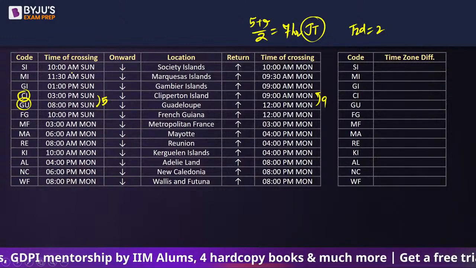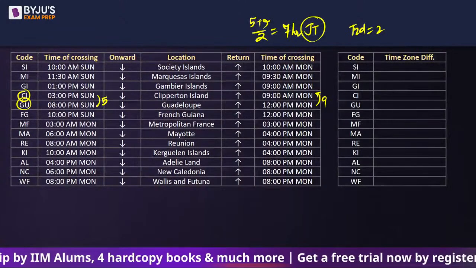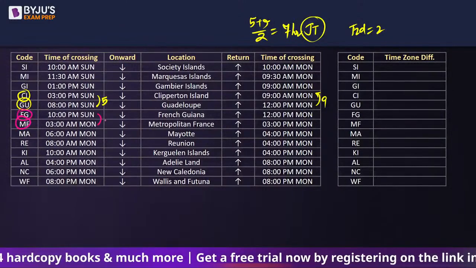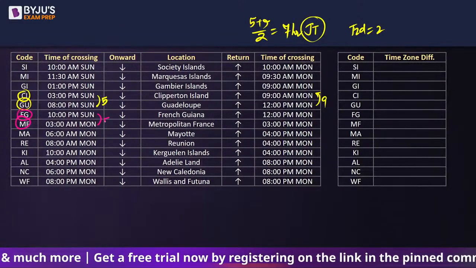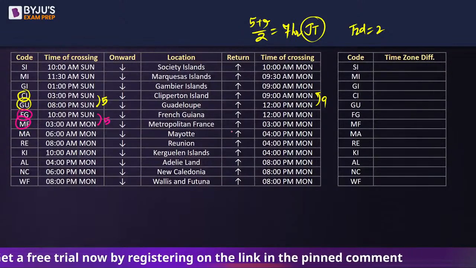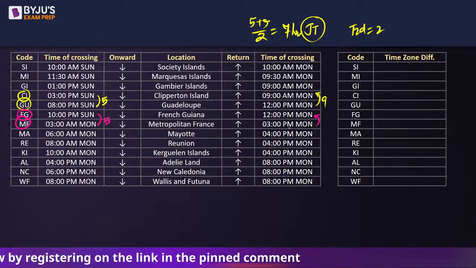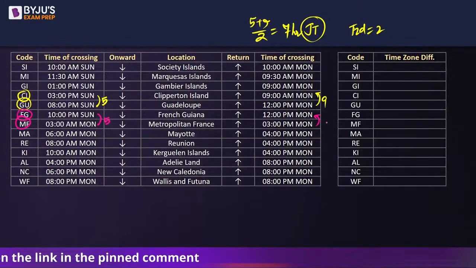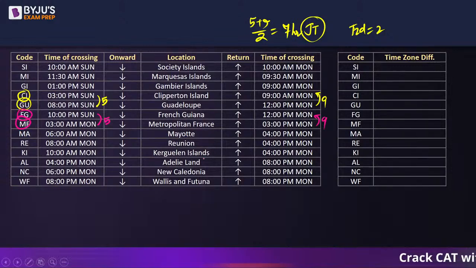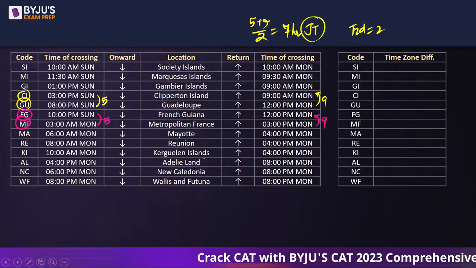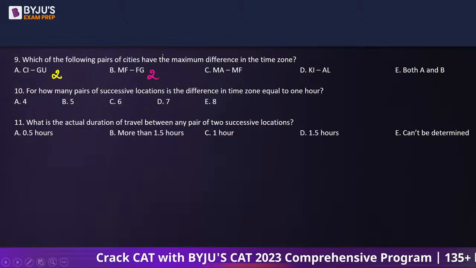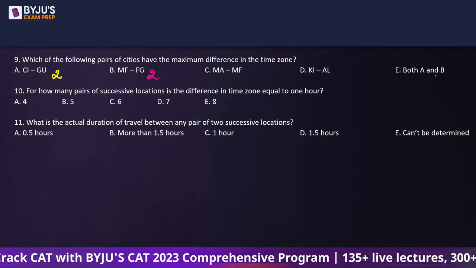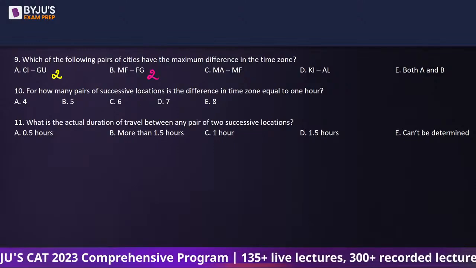MF and FG. So we have got MF and FG. So 10 p.m. to 3 a.m. So this is only 5 hours, guys, right? And वापस जाते वक्त में this is 3 p.m. to 12 p.m. is 9 hours. Now, average of 5 and 9 is going to remain same. So time zone difference अभी भी 2 होगा. So we have an option which says both A and B, but we'll have to check further now. C, MA and MF.